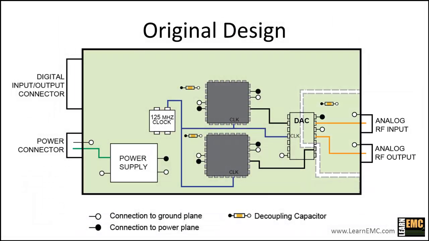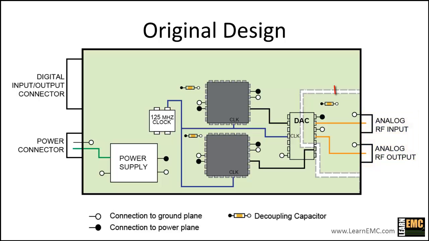Looking at the inputs and outputs for the board, on one side we have a connector that brings DC power onto the board. We also have a digital connector with some unspecified digital inputs and outputs. Notice that we've left off some of the connections on the board, which lets us focus on the issues that are most important. On the other side of the board, we have 2 coaxial cable connectors, one for an analog RF input and the other for an analog RF output.